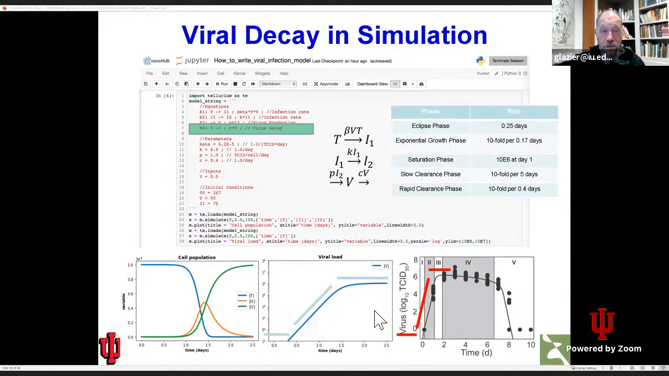The next thing that we'll do is introduce the decay of the virus due to the innate immune system, and we'll be able to match 4. And then matching 5 is more work, because understanding what's going on with the adaptive immune system is a little bit difficult. But I hope we can come to that.